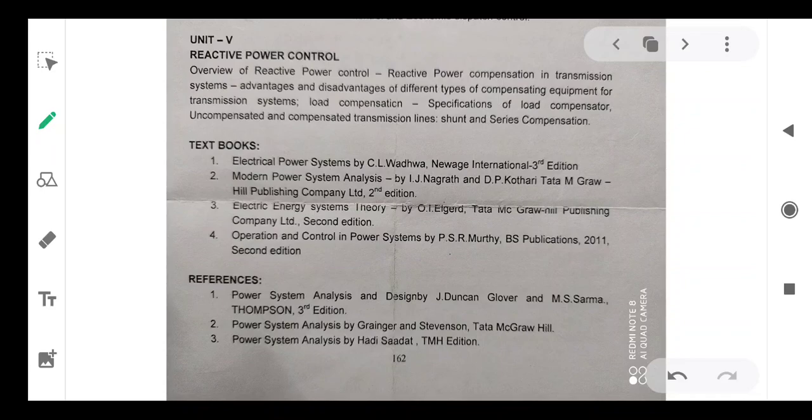So textbooks we will follow: Nagaraj and Kothari. Second one, Elgard. These two are the major textbooks we will consider. Remaining all are reference books.